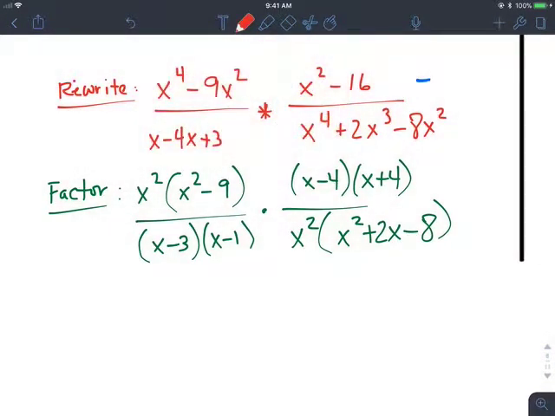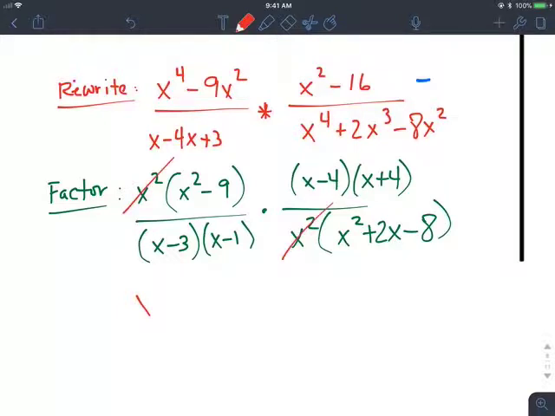I see a couple things I can factor. What can I factor further? X squared minus 9. That one, definitely. And then x squared plus 2x minus 8. Yep, that one factors too, so let's do that. Oh, I see something I can already cancel. Make my life easier. What cancels? The x squared. Yep, so let's get rid of that.